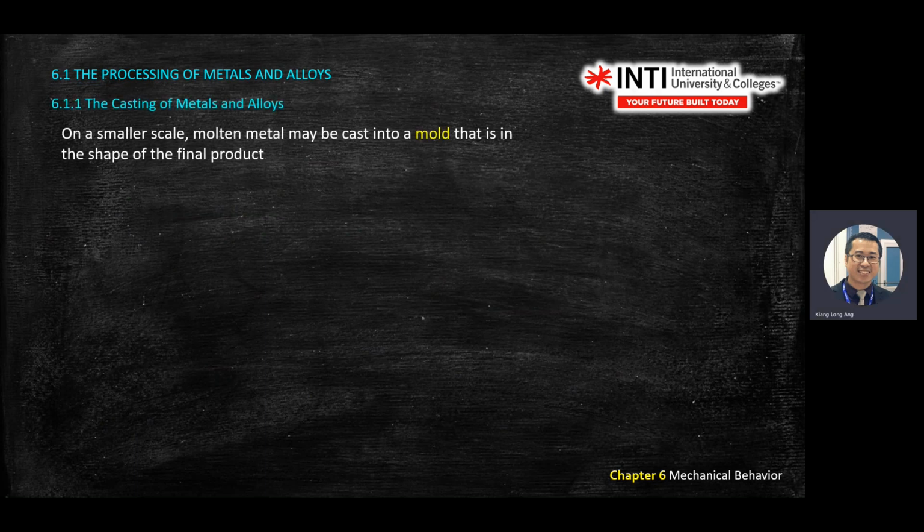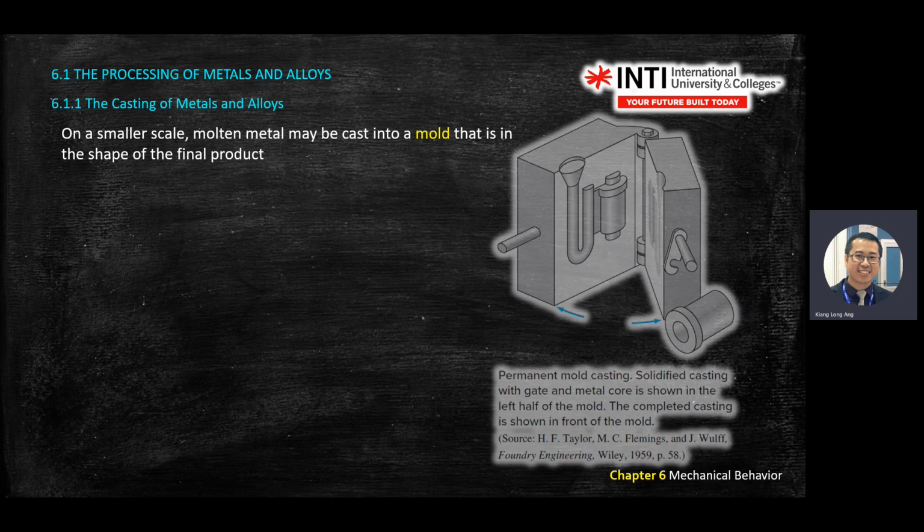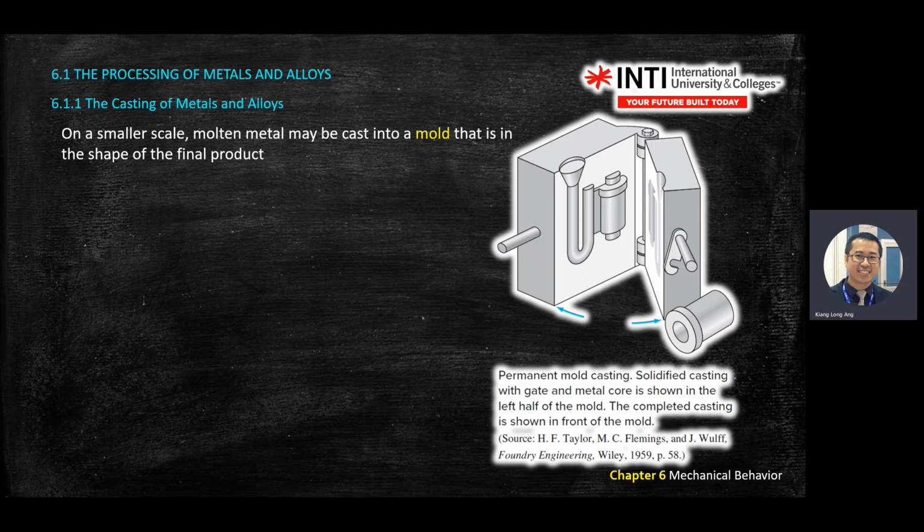So we do by looking at, before we look at the properties, we look at the process, right? What is usually the process involved with metals and alloys. So the first one is casting. Casting. So in casting, we need a mold, which is a case to form the outer shape of the product.